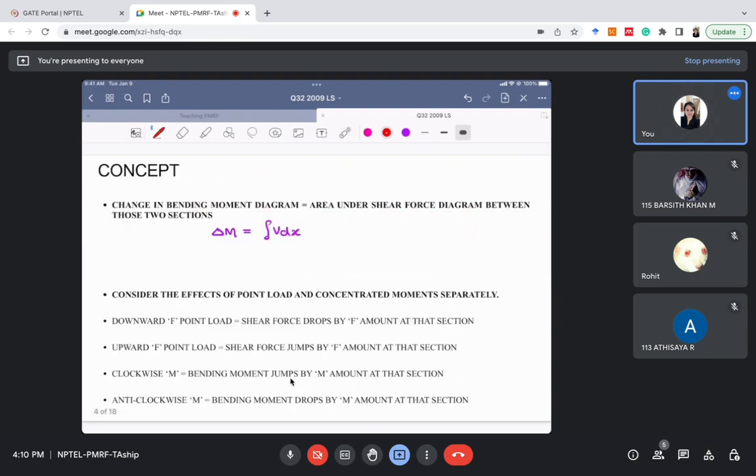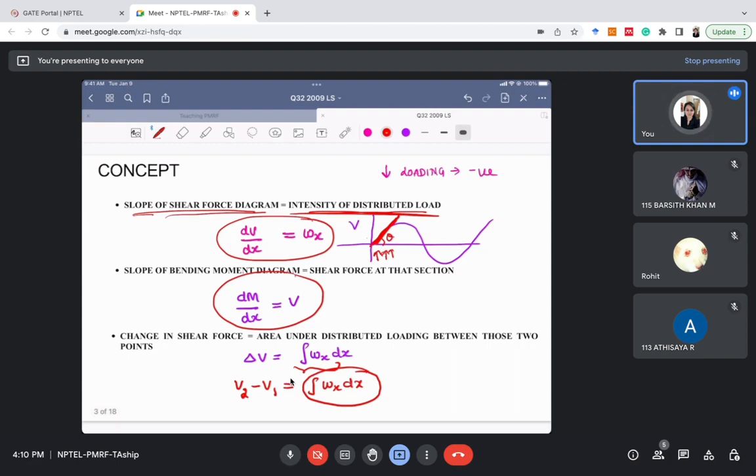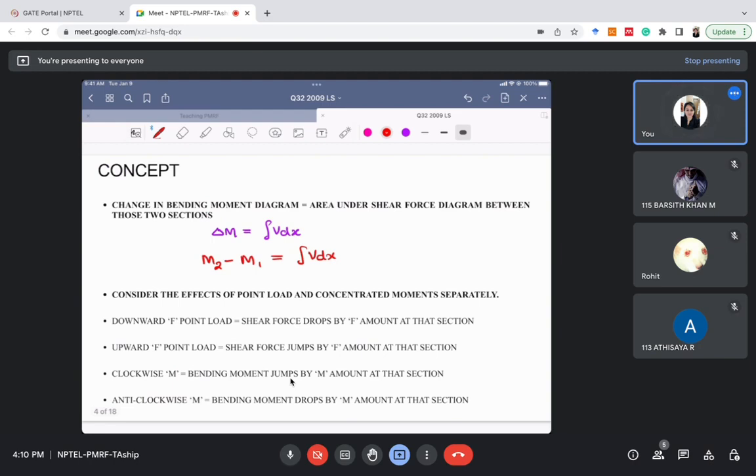Fourth point is the change in the bending moment diagram equal to area under the shear force diagram, that is delta M equal to integral over V dx. We can also write it as M2 minus M1 equal to integral over V dx. So these are the 4 points you need to remember, the 4 formulas which we will be implementing while drawing the SFD and BMD for our problem.